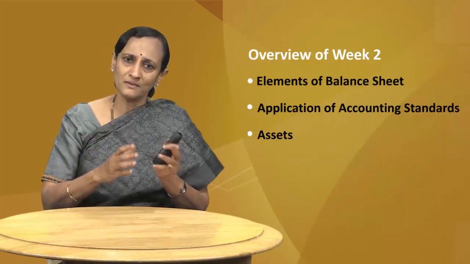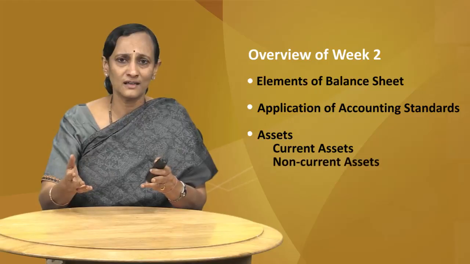Many a time students assume that if an item is not an asset, then automatically it becomes a liability. Is that so? Do we need to classify the assets in any particular manner? Do we need to call them current assets and non-current assets? And if so, why is that so?